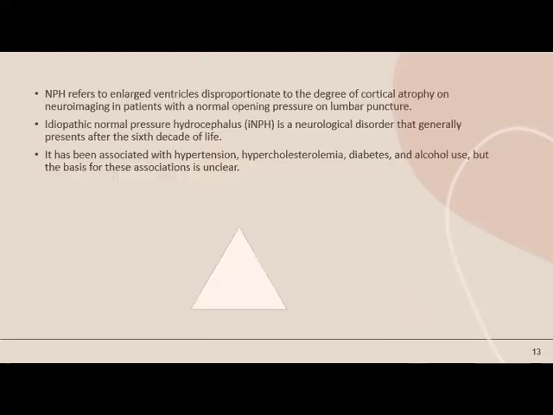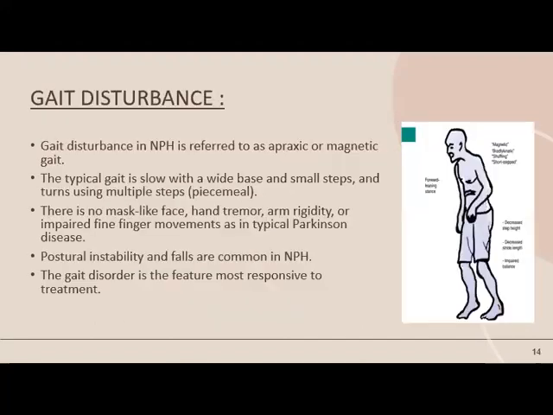NPH refers to enlarged ventricles disproportionate to the degree of cortical atrophy on neuroimaging in patients with a normal opening pressure on lumbar puncture. Idiopathic normal pressure hydrocephalus is a neurological disorder that generally presents after the sixth decade of life. It has been associated with hypertension, hypercholesterolemia, diabetes, and alcohol use, but the basis for these associations is unclear. The triad for NPH is urinary incontinence, cognitive disability, and gait dysfunction.